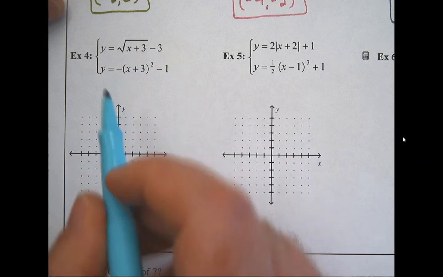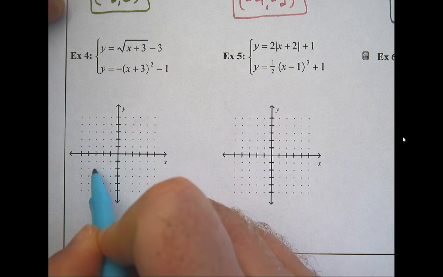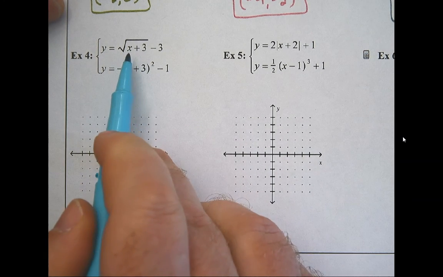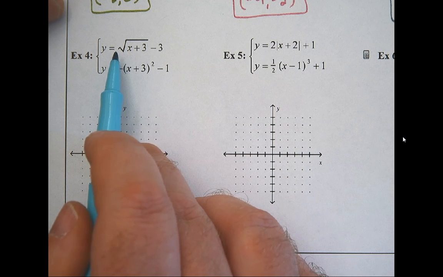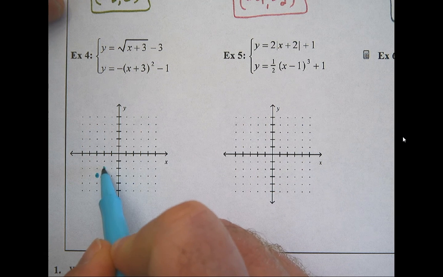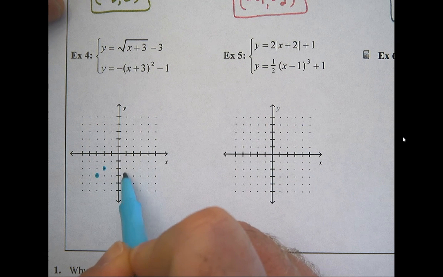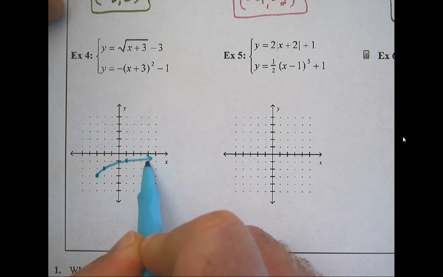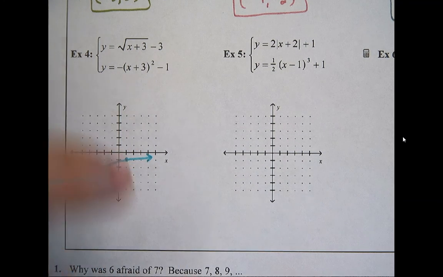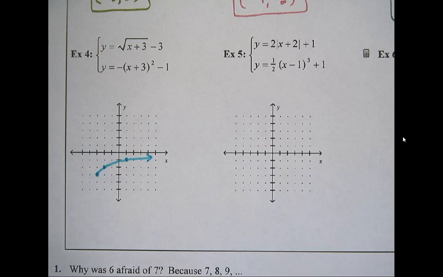So the shift is on. 1, 2, 3, 1, 2, 3. This is a square root family with no multiplier. So that means no reflection and no stretch, shrink, or neither. So over 1, up 1. 1, 2, 3, 4, up 2. Then I sketch my other one.